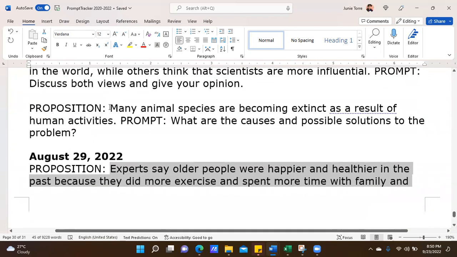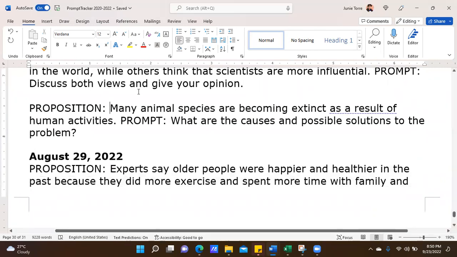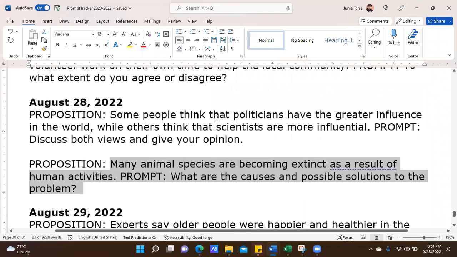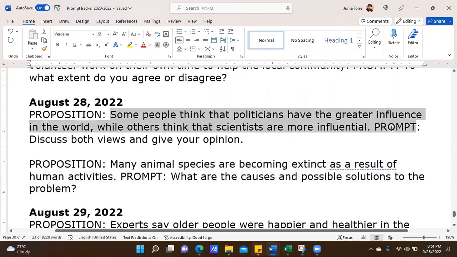And this is animal rights, cognitive rev guys. And many animal species are becoming extinct as a result of human activities. What are the causes and possible solutions? Diba, guys? No? This one is very industrial rev. Yeah.